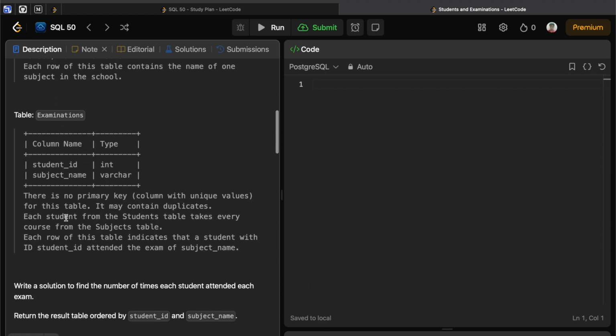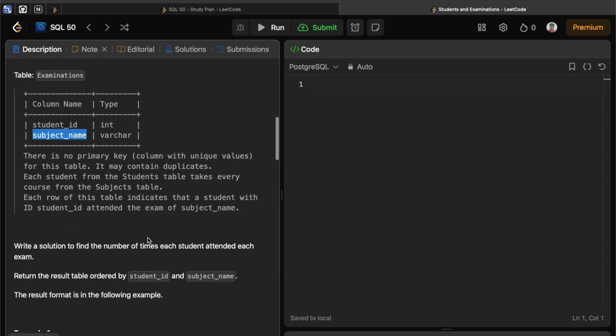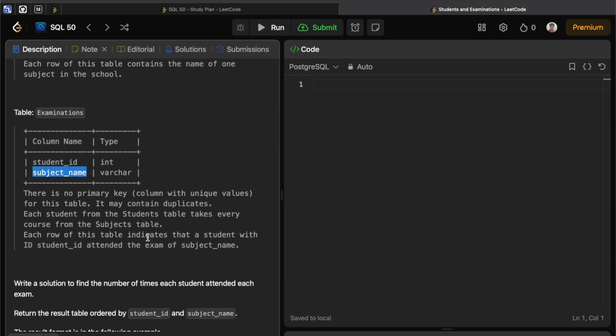Each row contains the name of one subject in the school. But this table, examinations, has no primary key, right? So it just has student ID and subject name, and it may contain duplicates. So each student from the students table takes every course from the subjects table, and each row of this table indicates that a student with ID student ID attended the exam of subject name, right? So a given student could have attended a given subject name multiple times, so duplicates are allowed as well, right?